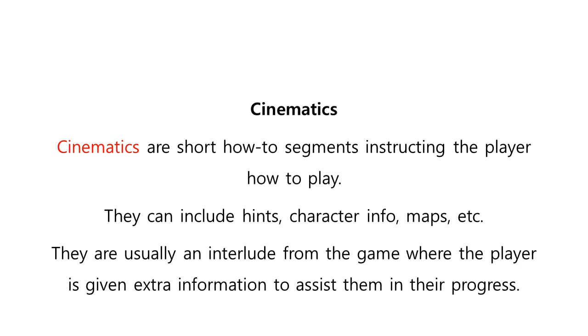Another process included in the production stage is the integration of the game's cinematics. Cinematics are short how-to segments instructing the player how to play. They can include hints, character info, maps, and more. They are usually an interlude from the game where the player is given extra information to assist them in their progress.